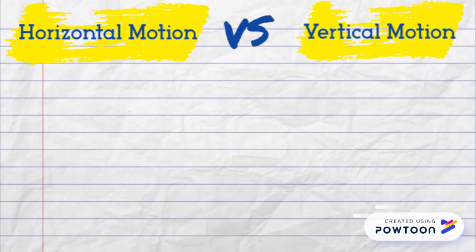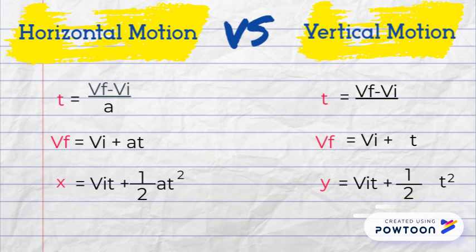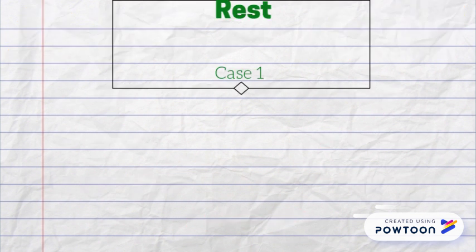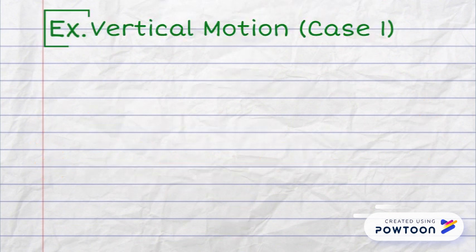Just like the formulas in horizontal motion, they have a lot in common except that instead of using acceleration, we use gravity. Gravity is equal to negative 9.81 meters per second squared. Case 1. Drop from rest. Remember, in this case, the vertical displacement always has a negative answer, and the initial velocity is automatically 0 meters per second. Here is an example for case 1 in vertical motion.